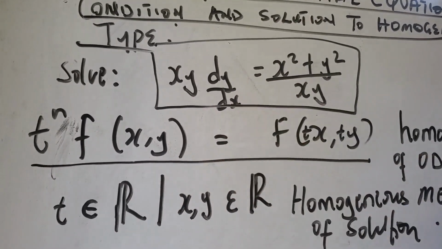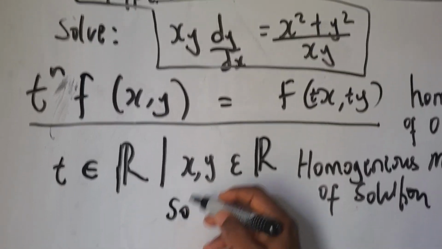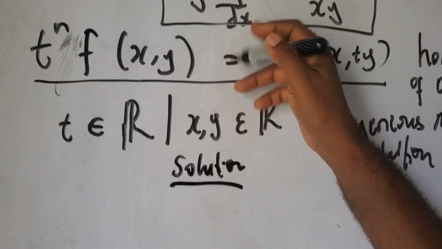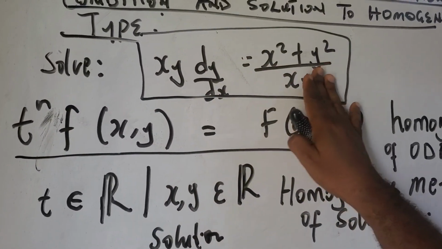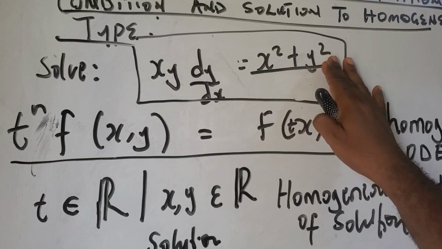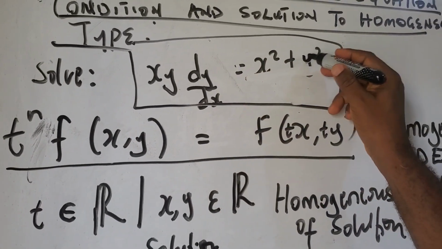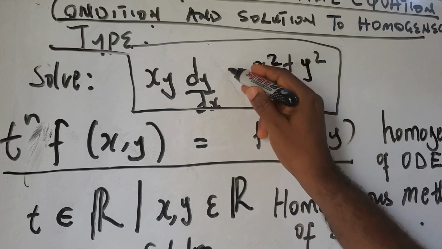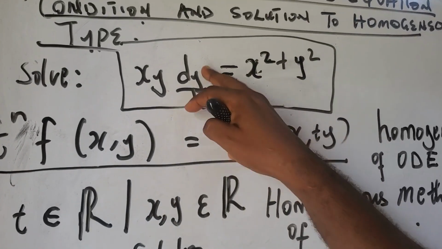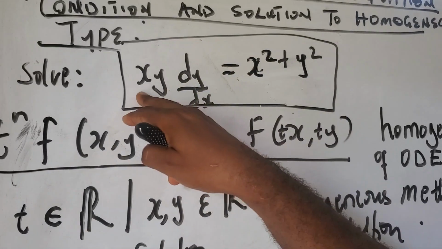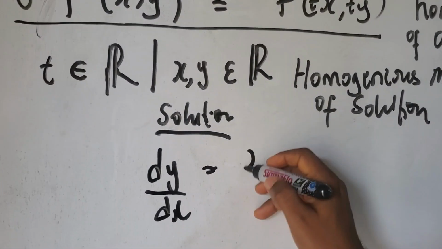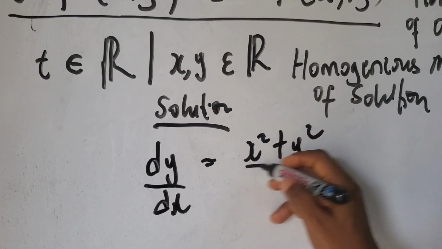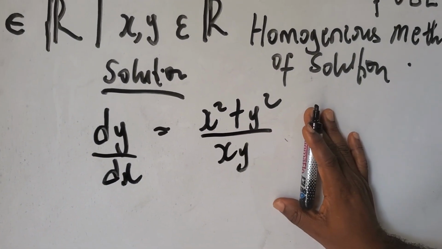Now, how do we do that? First and foremost, the step of solution, what we need to do is to make the derivative dy dx the subject of formula. That's the first thing we need to do. This particular question is supposed to be like this in the first instance. So what we need to do is to make dy dx subject of formula by dividing both sides by xy. So we are going to have dy dx, by carrying xy to the other side, x squared plus y squared divided by xy. That's the first thing we need to do.